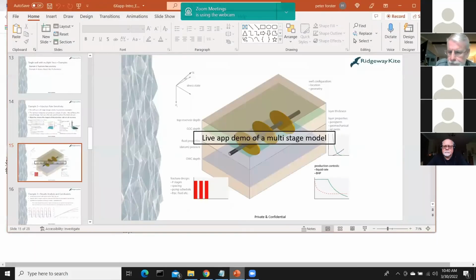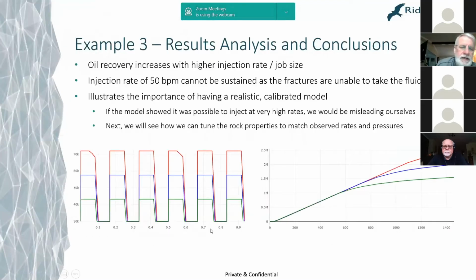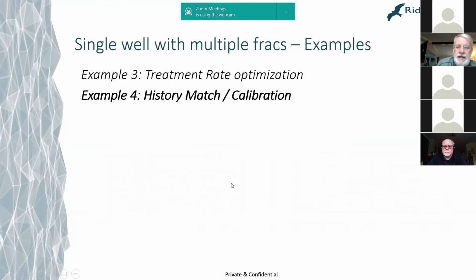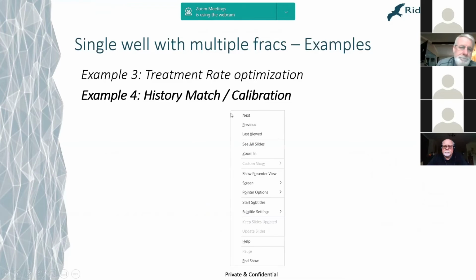So if we go back to our presentation slides, this is the kind of thing that we're seeing here, where with the high end of the injection rate, we couldn't quite get that into the rock. So what this shows is how important it is for the model to be realistic and calibrated so that it matches reality. And the way that we do that, like with any other simulation model, is by doing a history match. So that's what we're going to look at next, is tuning some of those parameters to get a historical match. Okay.